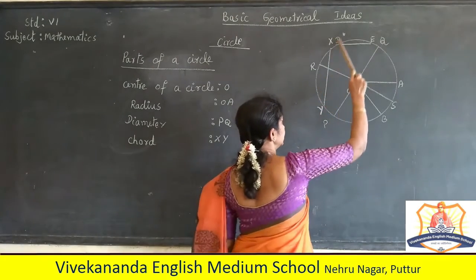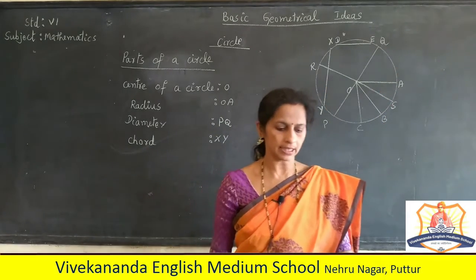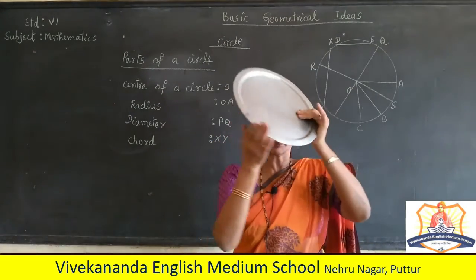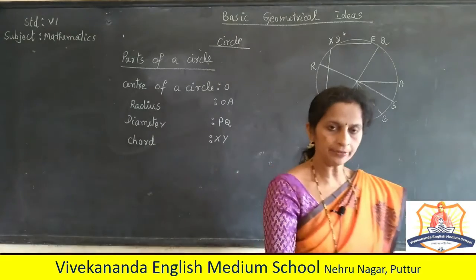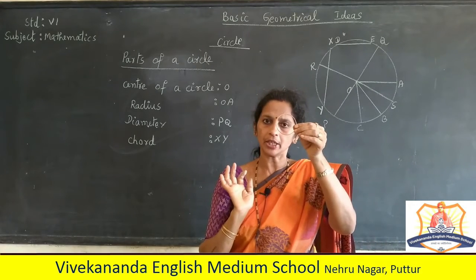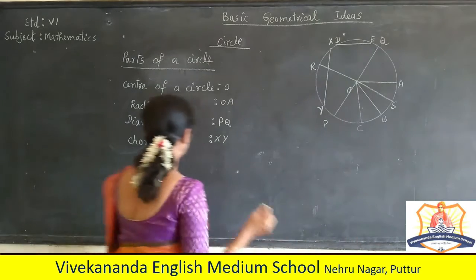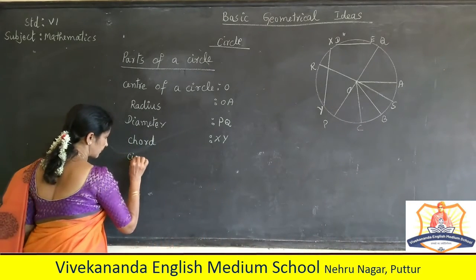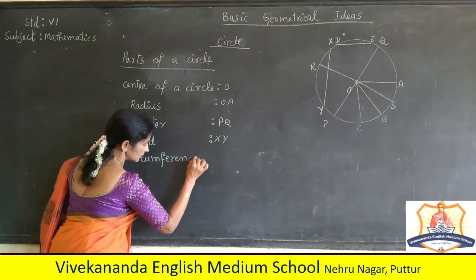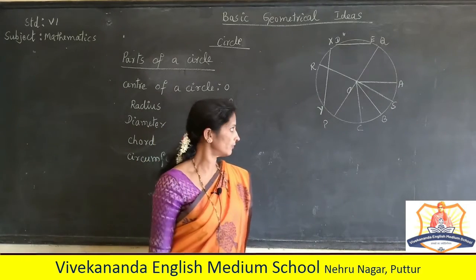Now here you can see the boundary of the circle. What do we call the boundary of the circle? Even in this plate you can see the outer part, this is the boundary of the circle. And what do we call this boundary? That is the circumference of the circle. Circumference means the boundary of the circle is known as circumference.